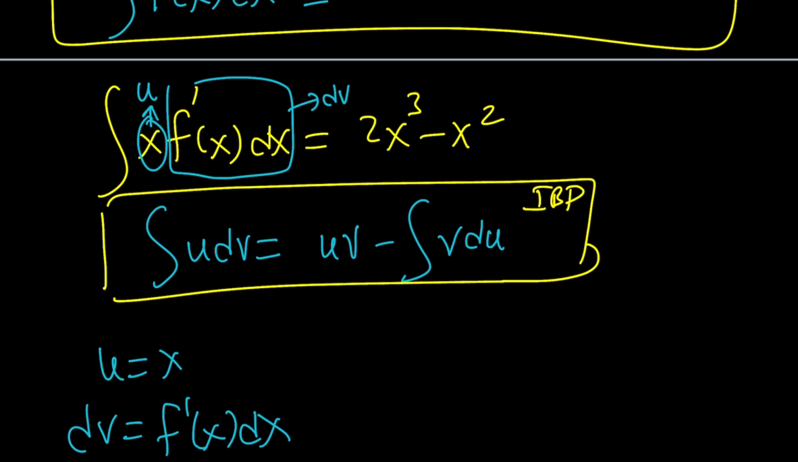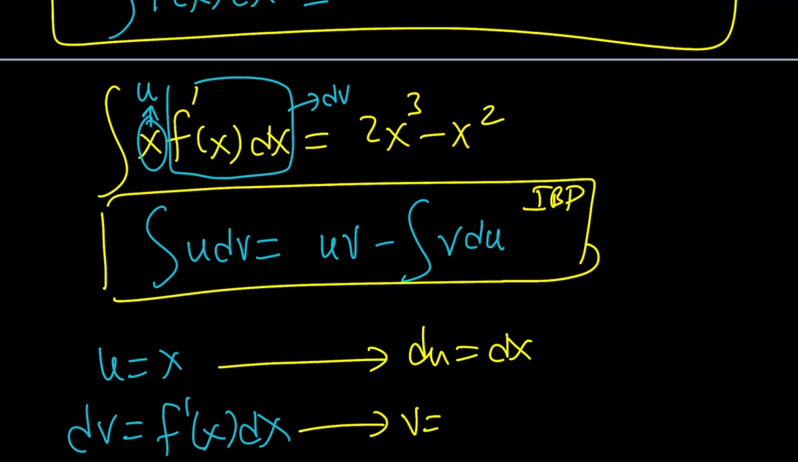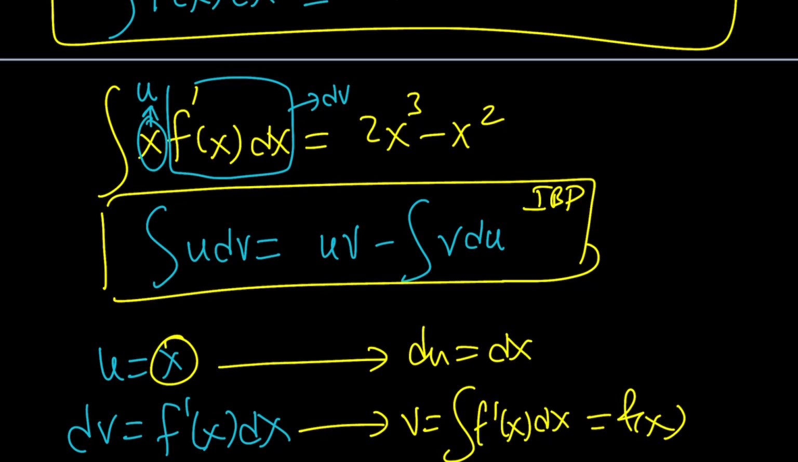From here, we're supposed to find the following. From u, we're going to find du, which is dx. And from dv, we're going to find v. And v can be found by integrating f prime, and that's going to give us f of x. Let's not include any constants, because we're going to use them at the end. Make sense? Okay. So now the next thing you're going to do is take u, multiply by v, which is this.